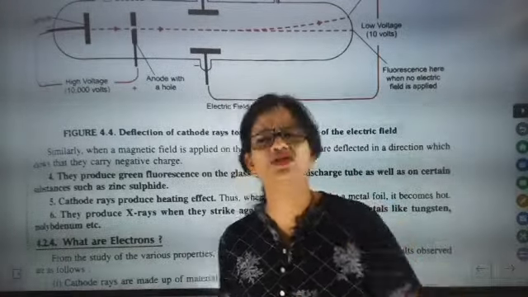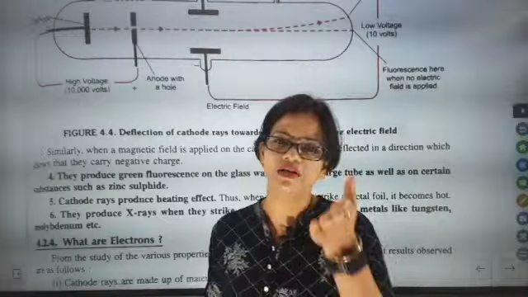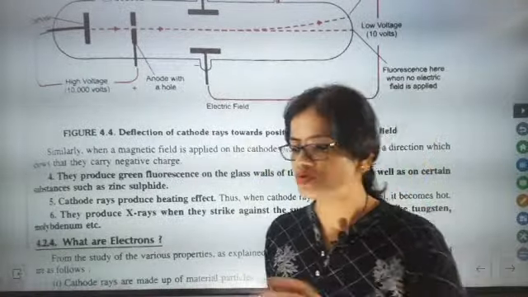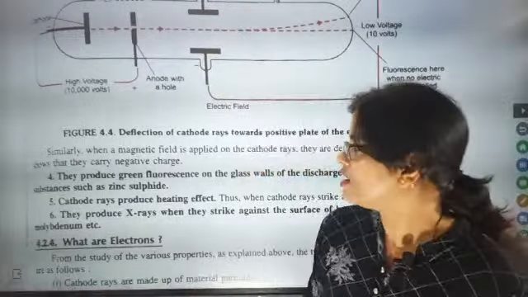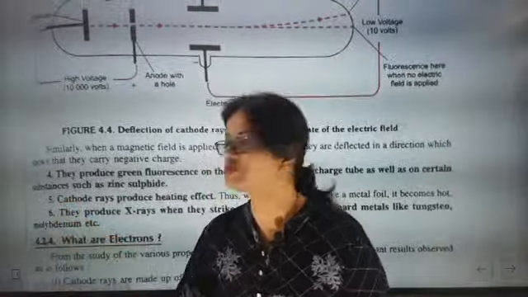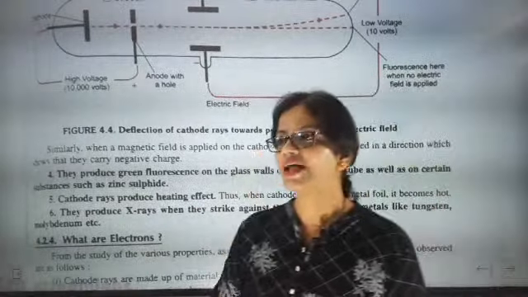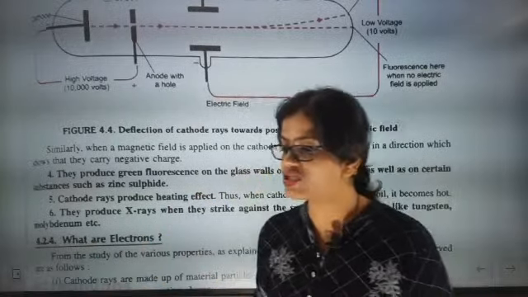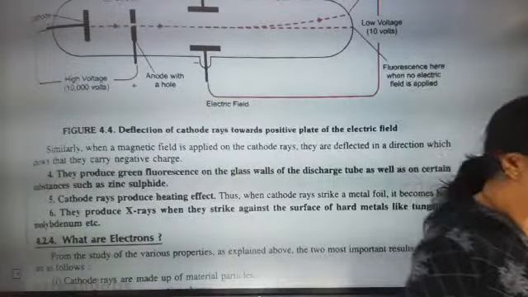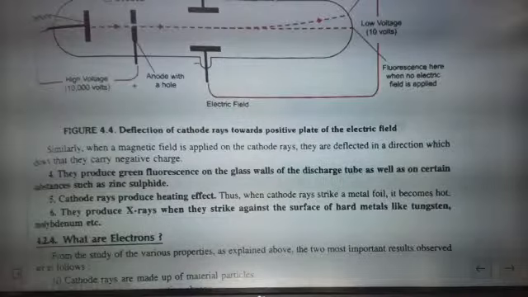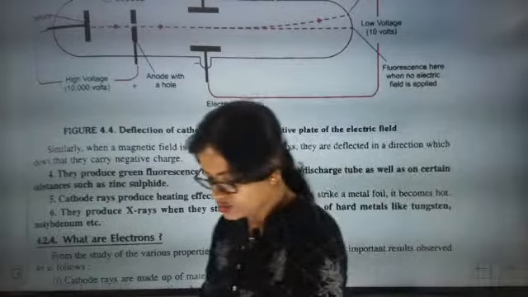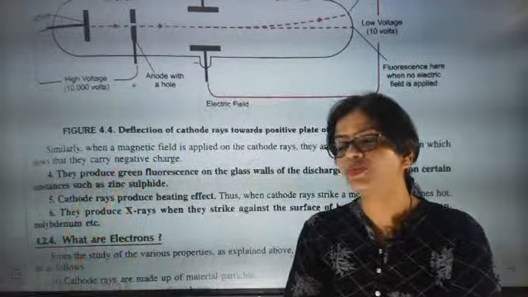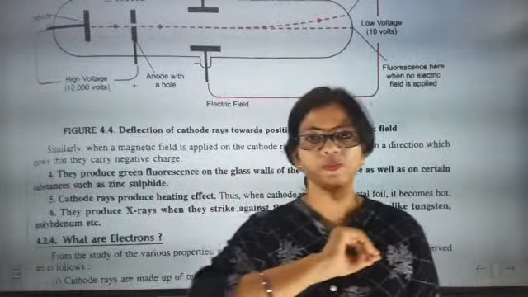I just discussed fluorescence, and we have already seen that yellowish green fluorescent color, so that point will be in your brain. But the remaining two points, the 5th and 6th point, you should remember: cathode rays can produce a heating effect. That is one important point.